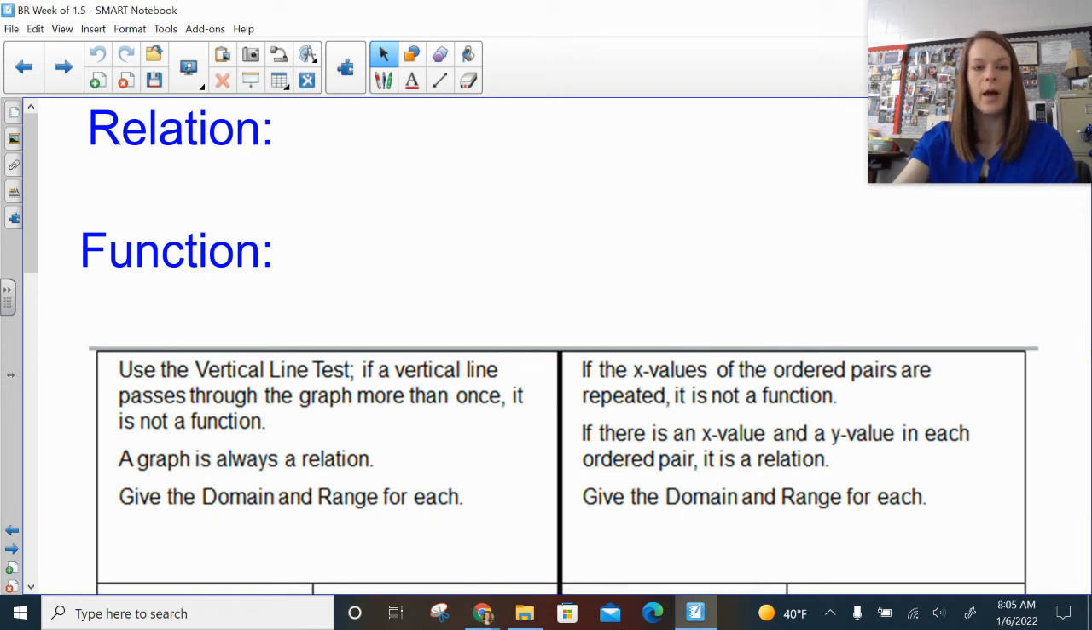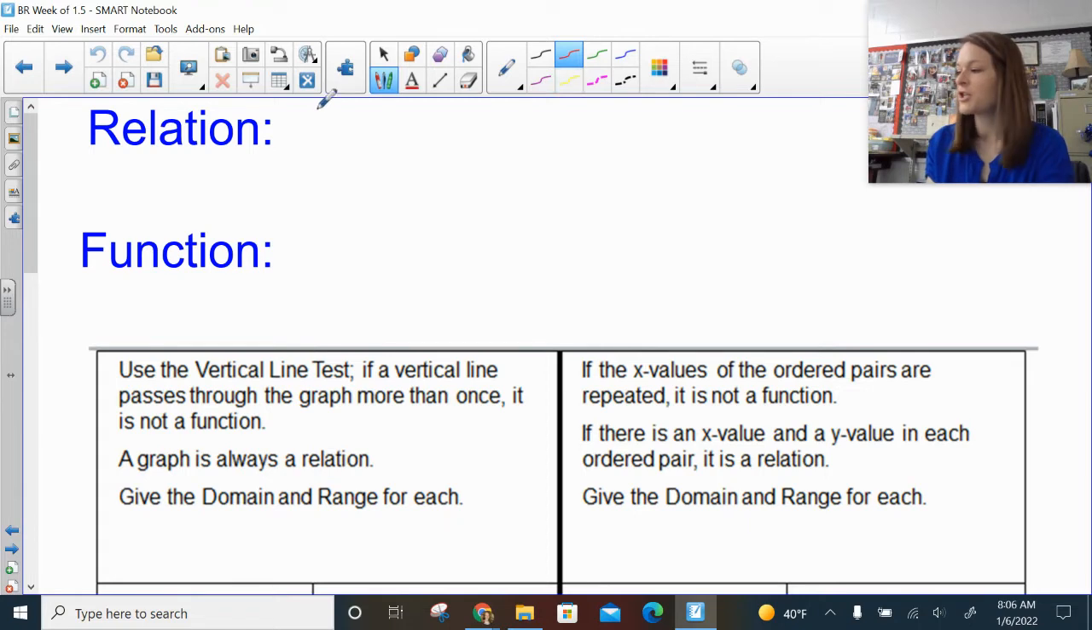All right, good morning. We are going to talk about functions this morning and domain and range. So I first want to talk about what a relation is and what a function is, and then how you can determine if a relation is a function.